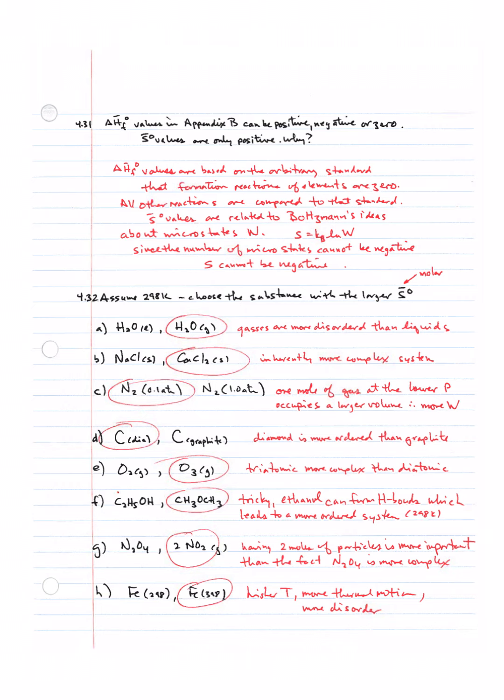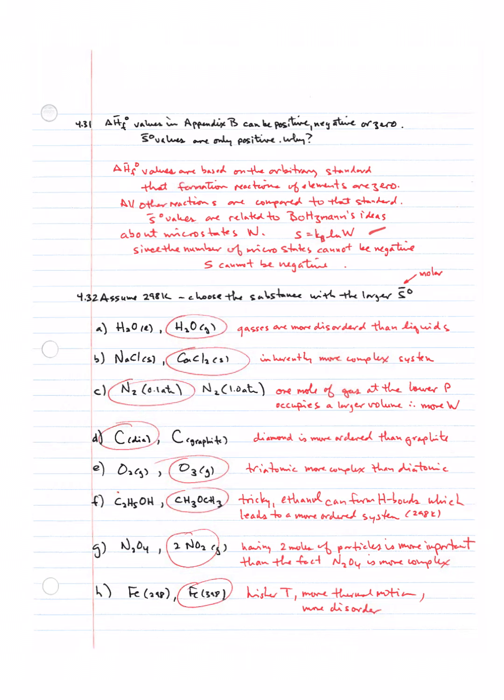Absolute entropy values, that's the S bar naught values, are related to Boltzmann's ideas about microstates with the equation we wrote there that's on his tombstone. Since the number of microstates can never be negative, S can't be negative. There's no way to arrange that equation for a value of W to give a negative value of S. So that's why absolute entropy values are always positive. If you agree with the third law of thermodynamics, which defines zero disorder at 0 degrees K, any other state is going to have more disorder than that.